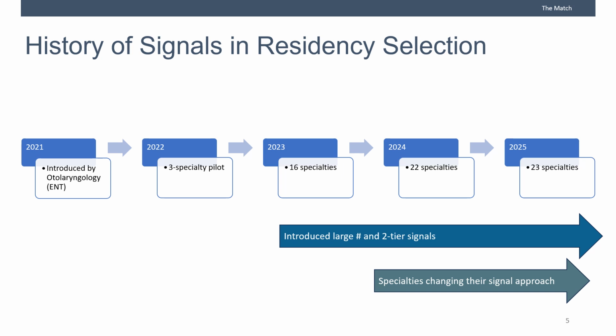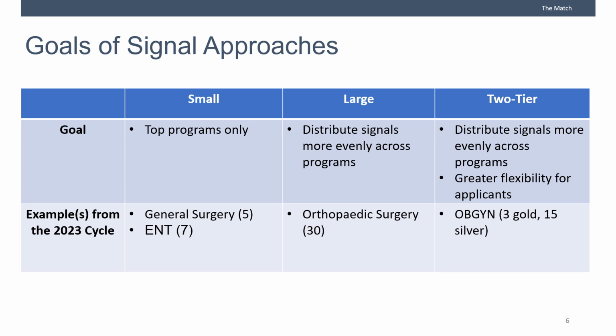At that time, specialties began learning from each other and started changing their approaches to program signaling. We expect specialties to continue adjusting their approach to signals for a couple years until more data become available. There are 3 approaches to program signaling: small number, large number, and 2-tier. Each has different goals and pros and cons.